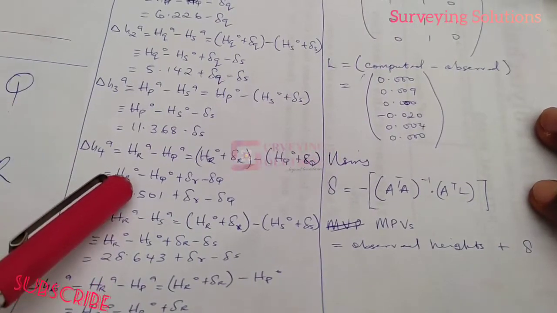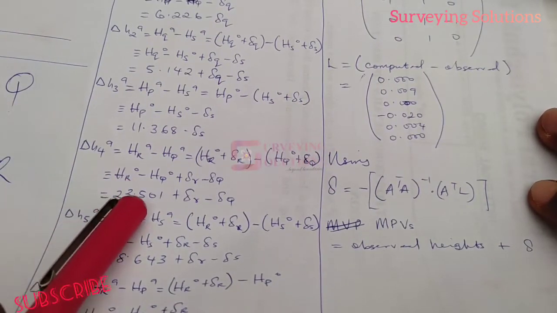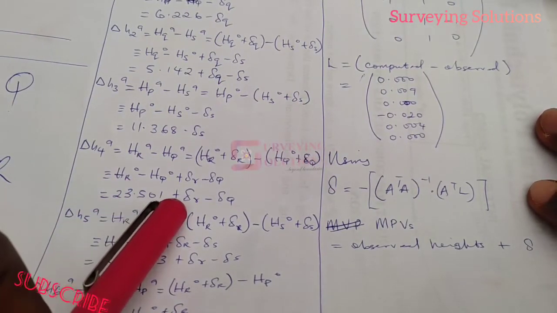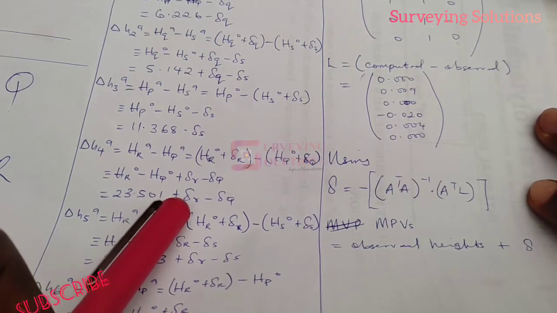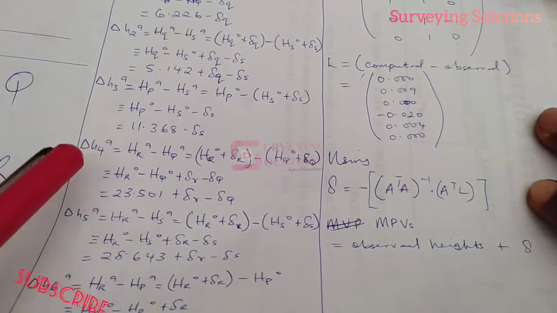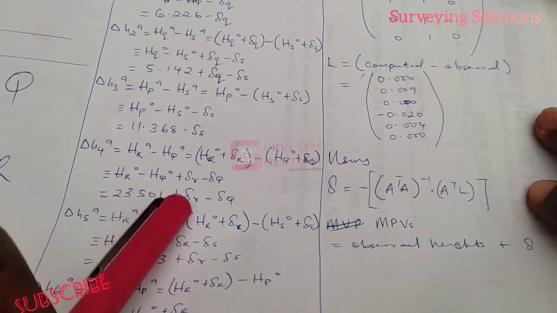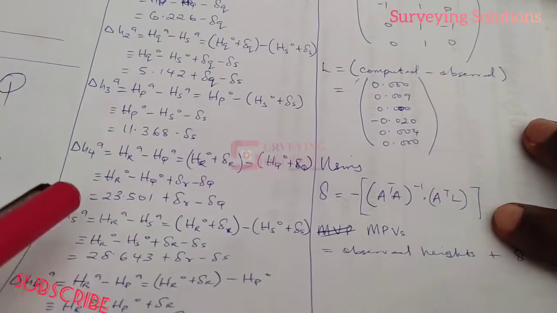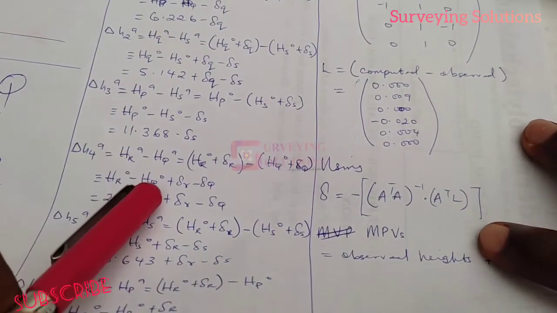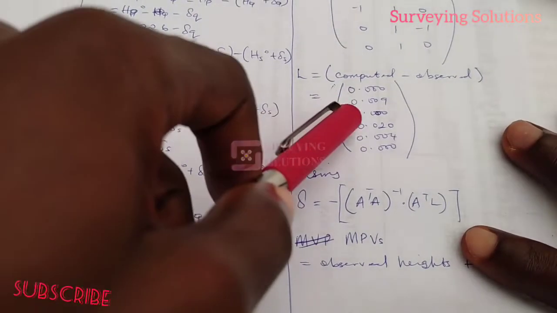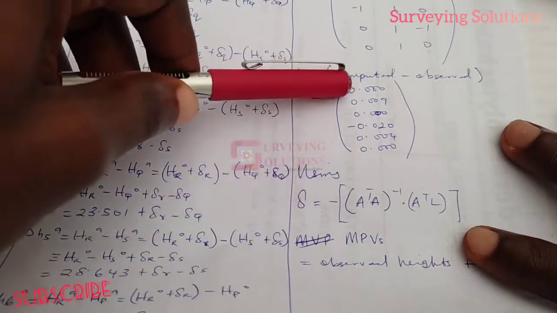Let's come to change in H4. What we computed here is 23.501. However, what we observed is 23.521. So when you carry out the computation, you will find that we have the computed minus the observed. You now have a negative value of this. So this is how you form your L matrix.